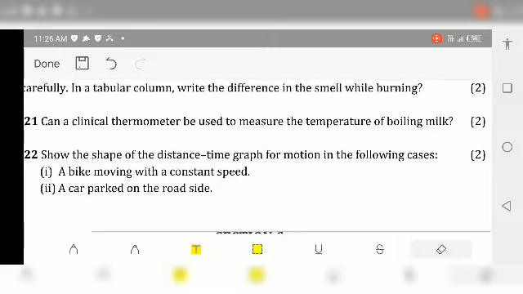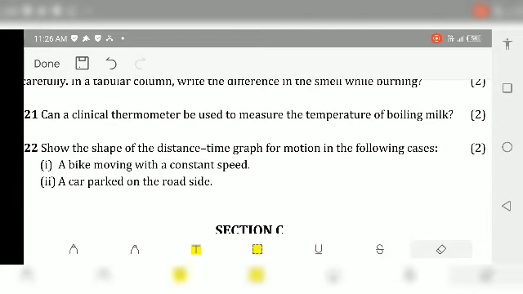Next question: can a clinical thermometer be used to measure the temperature of boiling milk? No. The range of a clinical thermometer is 35 degrees Celsius to 42 degrees Celsius, while the boiling temperature is far more than 42 degrees Celsius.